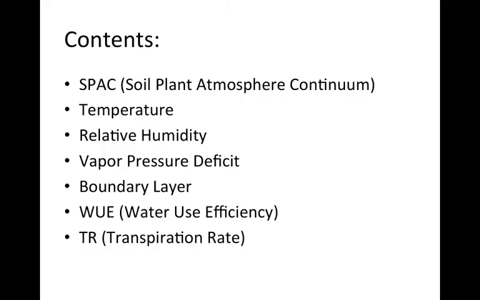Today we're going to start with the SPAC, or the Soil Plant Atmosphere Continuum, followed by temperature and how it relates to water movement in plants, moving on to relative humidity, vapor pressure deficit, boundary layer, and then a little bit about water use efficiency and transpiration rate.